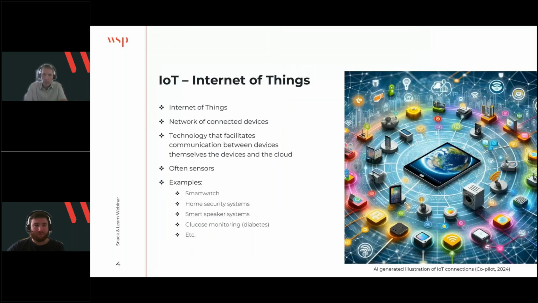Well, what is IoT, Internet of Things? You can say it's a network of connected devices that facilitates communication, and there are plenty of examples. It could be a smartwatch, a home security system, a smart speaker system, or glucose monitoring for diabetes. There are a number of possibilities, and often sensors are used because they are very good for monitoring purposes.